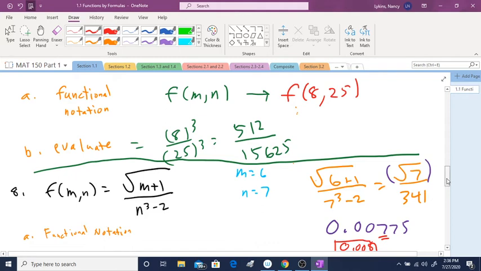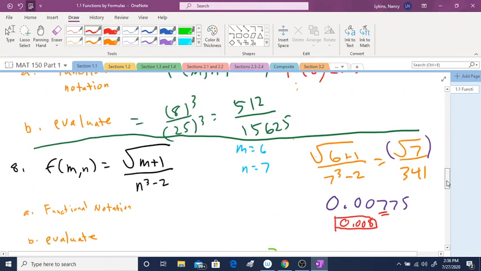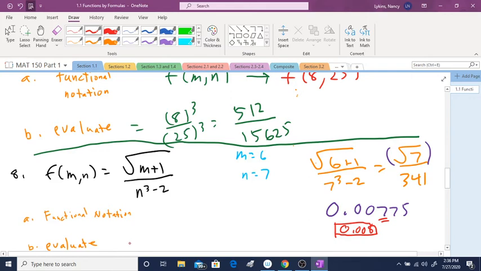So they would specifically tell you what to do. And I know I kind of jumped the gun a little bit because I wanted to explain this evaluate. So I did part B first, just because that square root usually throws people kind of in a loop. So I wanted to get that out of the way first. Now the functional notation itself, all I'm looking for, okay, is this part right here. It's f, okay, what is m? Because m is first right here. M is 6 and n is 7. That's all I'm looking for for functional notation.